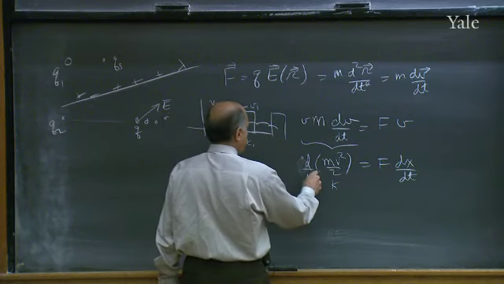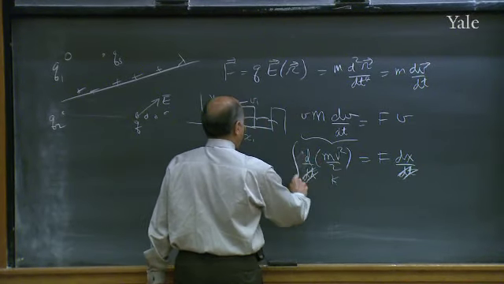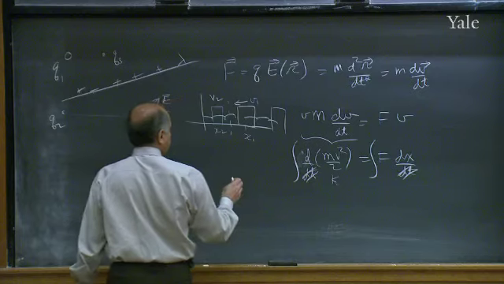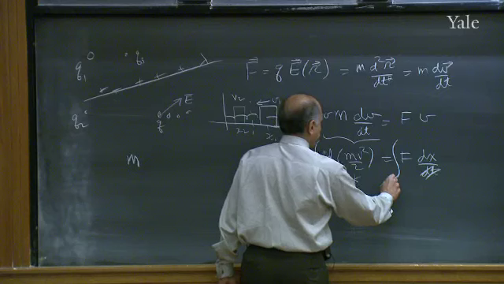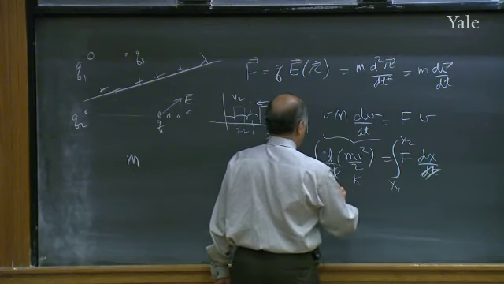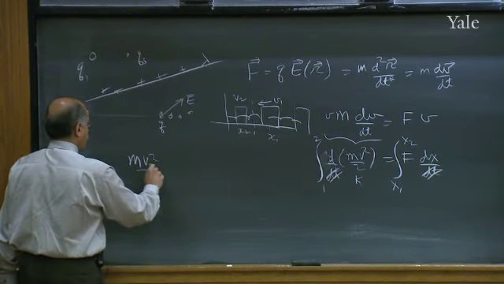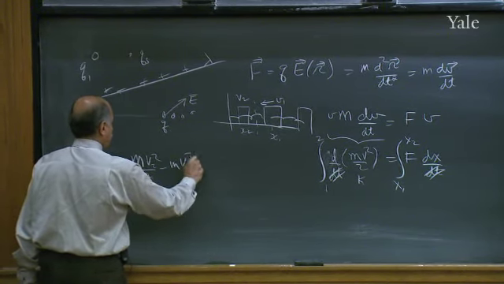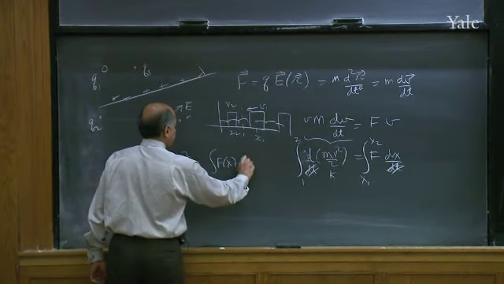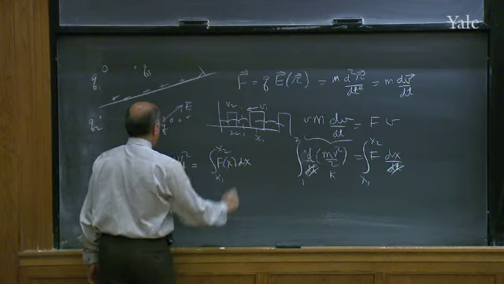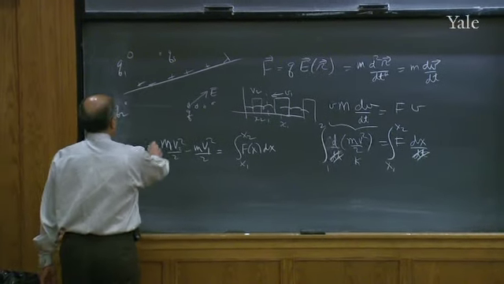So if you multiply both sides by dt, then you find this relation. And if you add up all the changes, integrating from a starting point to an ending point, and from some starting time to ending time, we get m v2 squared over 2 minus m v1 squared over 2 is equal to the integral of F(x) dx from x1 to x2. And this is called the work energy theorem.